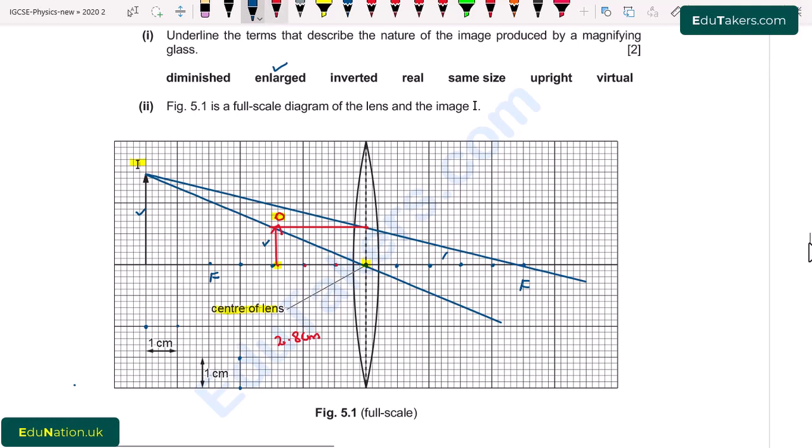Inverted image will be formed on the right side. If the image is formed at this position with respect to this object O, then it is inverted. But in our case, the image is formed at this location, so it is not inverted and also it is not real. You can see that the size of image is larger as compared to the size of object. That's why it is not of the same size. And it is upright and virtual because the image is formed on the same side as that of the object. So it is virtual.